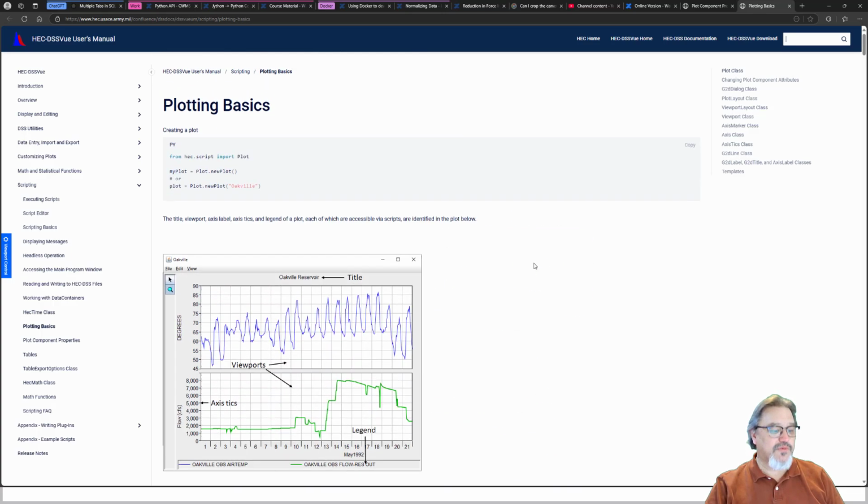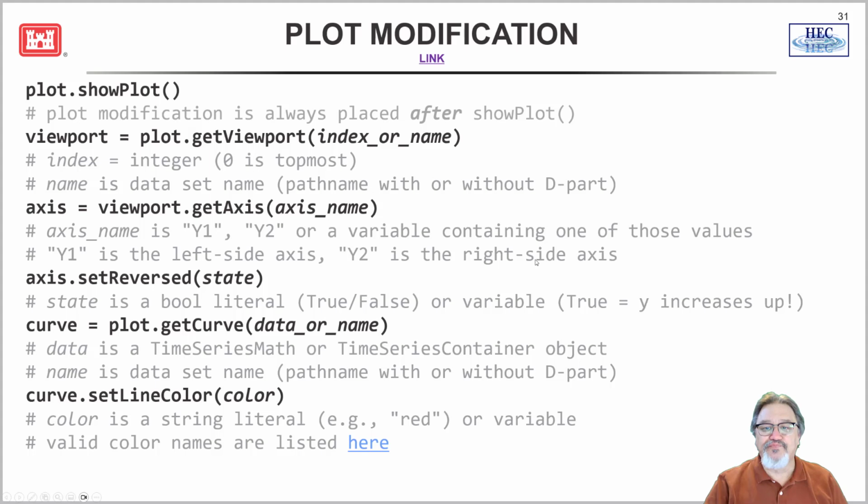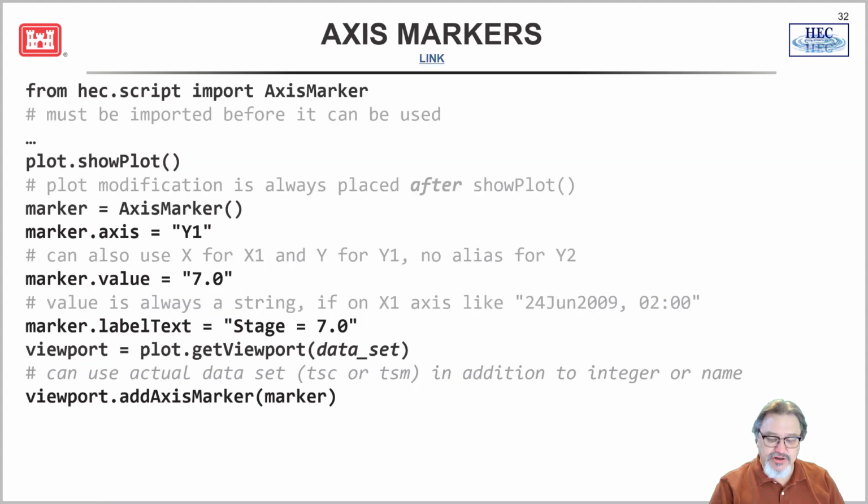And so we won't go over it in the lecture, but in the workshop it will refer you to some of them. There's one more thing about plot modification that we should mention, and that is axis markers. Just like you can do interactively, add a marker on an X or a Y axis, you can do that via scripting. Like so many other things, you have to import the class first. So we'll say add axis marker, but before we do that, we have to say from HEC script import axis marker.